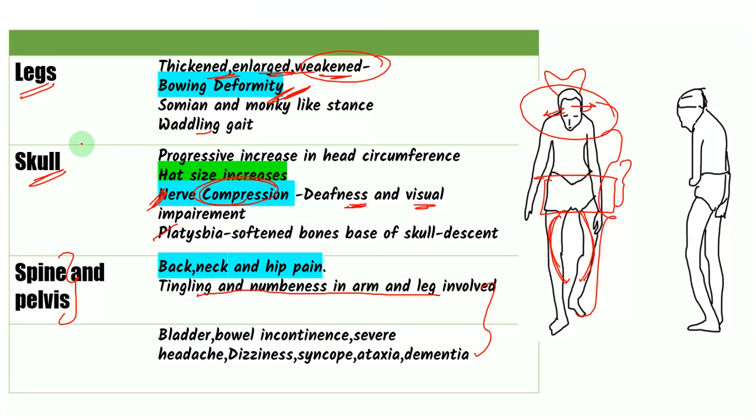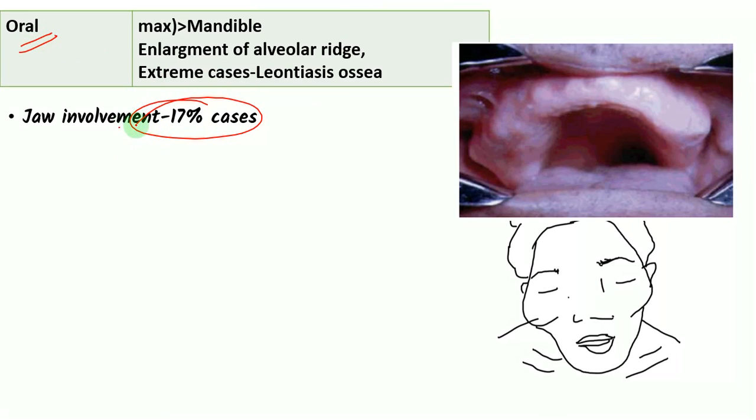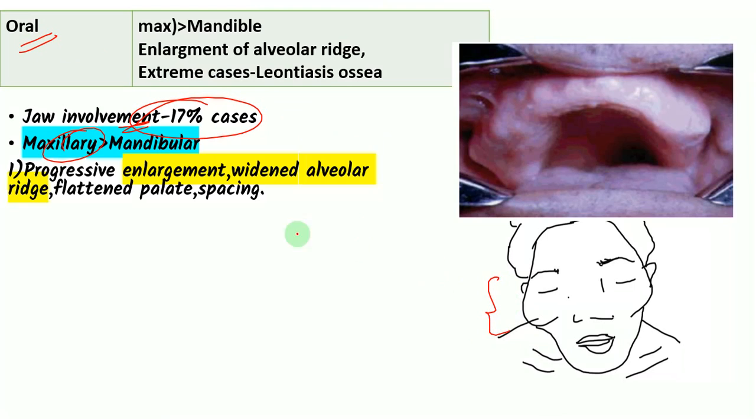Now, in the skull, there is another important thing relevant to the jaws and the oral findings, right? In about 17% of the cases in Paget's disease, there is jaw involvement, particularly in the maxillary bone. Here you see a progressive enlargement and widening of alveolar ridges, flattening of the palate and spacing, right?